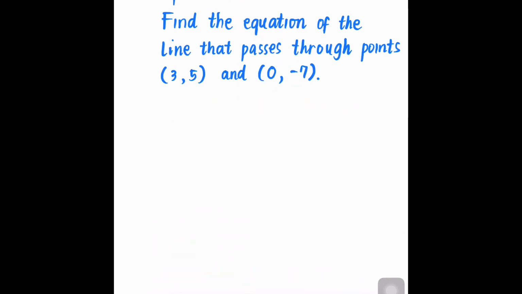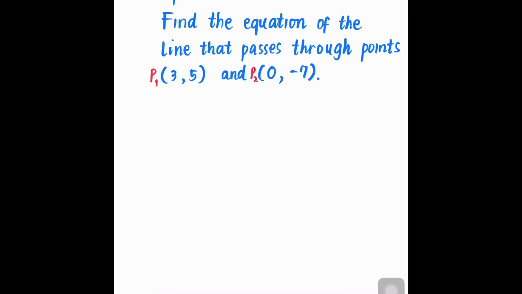Find the equation of the line that passes through points 3, 5, and 0, -7. Okay, so in the previous video as well, I gave you a tip so that you won't get confused whenever you substitute values to the formula. So I advise you to label. If you want to use 3, 5 as your first point, then you label it point 1, and this is going to be your second point.